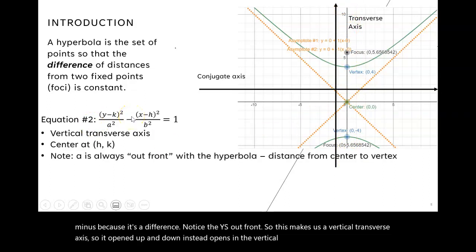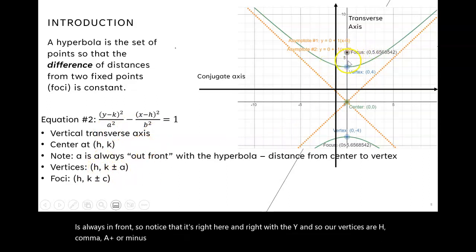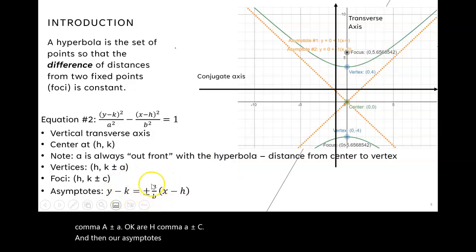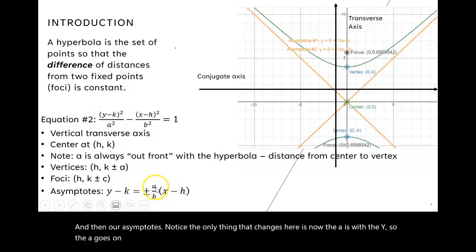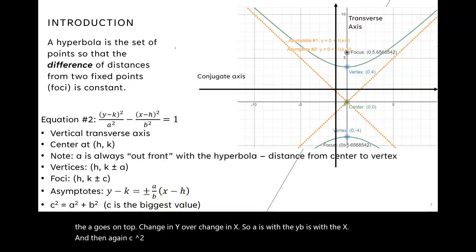Center at h, k. A is always in front, so notice that it's right here with the y. And so our vertices are h, comma, k plus or minus a. Foci are h, comma, k plus or minus c. And then our asymptotes, notice the only thing that changes here is now the a is with the y, so the a goes on top. Change in y over change in x. So a is with the y, b is with the x. And then again, c squared is equal to a squared plus b squared.